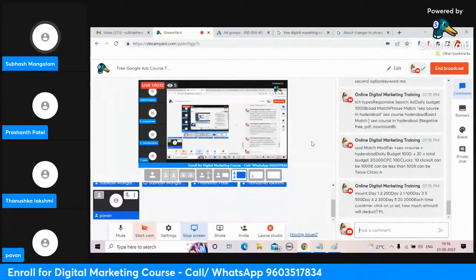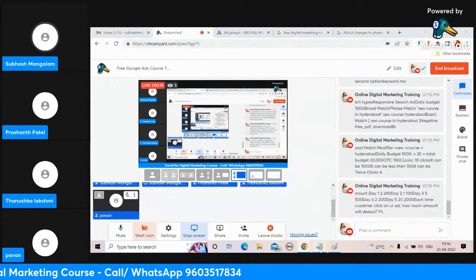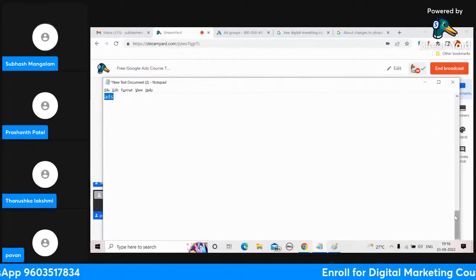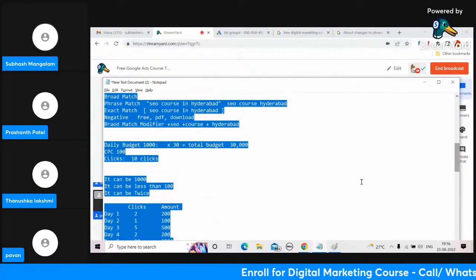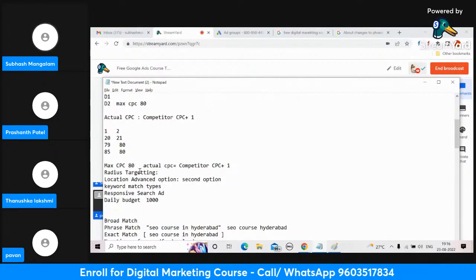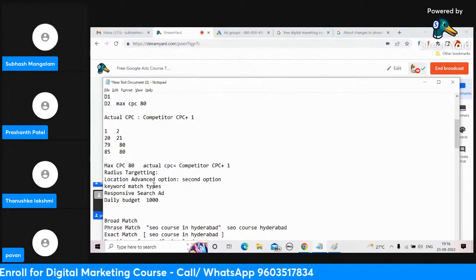Okay, that's it. We'll see you tomorrow. Please create this campaign and come back. I want you to use the match types and touch all of them first: max CPC, radius targeting, location advanced options, keyword match types, responsive search ad, and know these things.